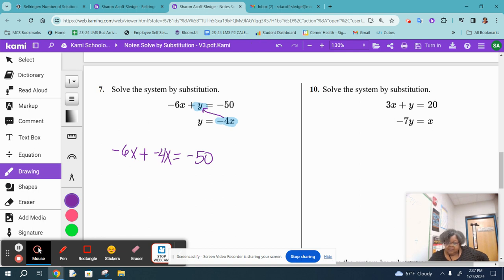Now, negative 6x plus a negative 4x is a negative 10x, and that's equal to a negative 50. And then I divide both sides by negative 10. I go fast on the equation, so slow me down. X is equal to 5.